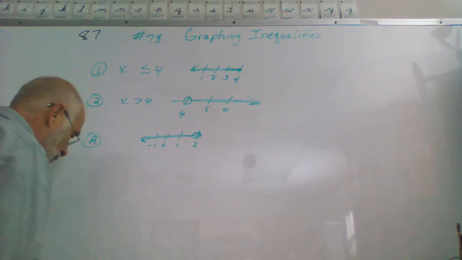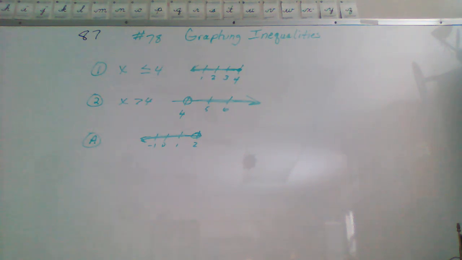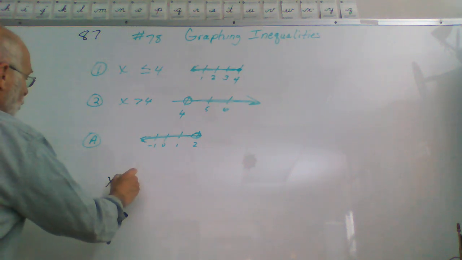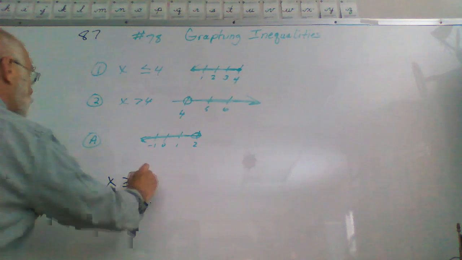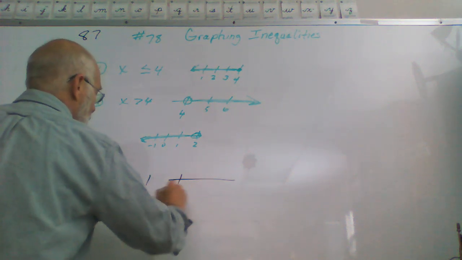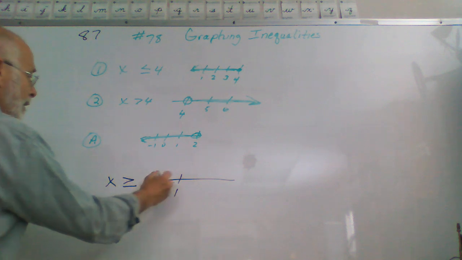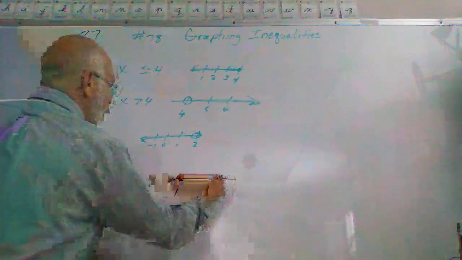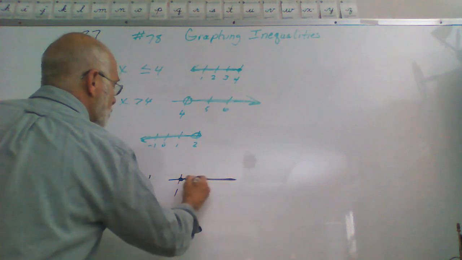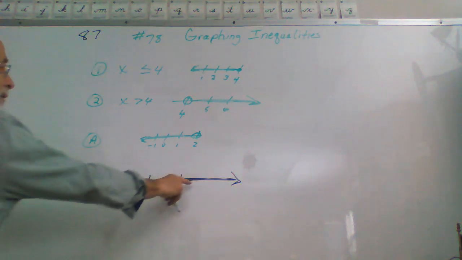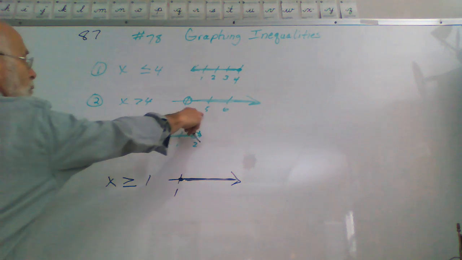Let's say they had given you this problem: x is greater than or equal to 1. So I can go to 1. It is greater than or equal to, so it's a solid circle, and then I don't need to put all the numbers there. I just need to make sure that I show that it's a solid line and it's everything going this way. I will accept this. You can do it this way with the numbers. Either way works.